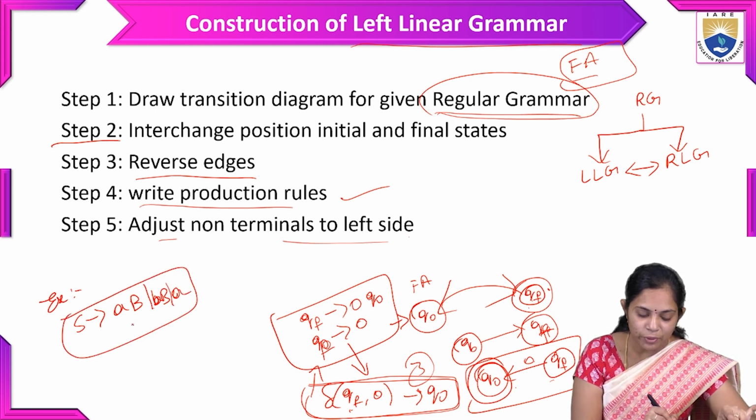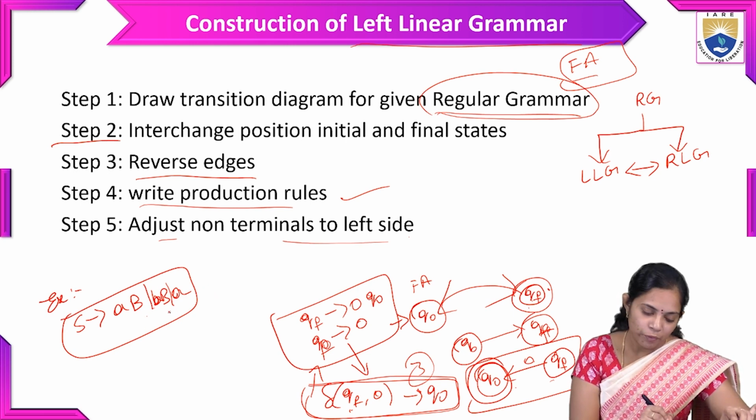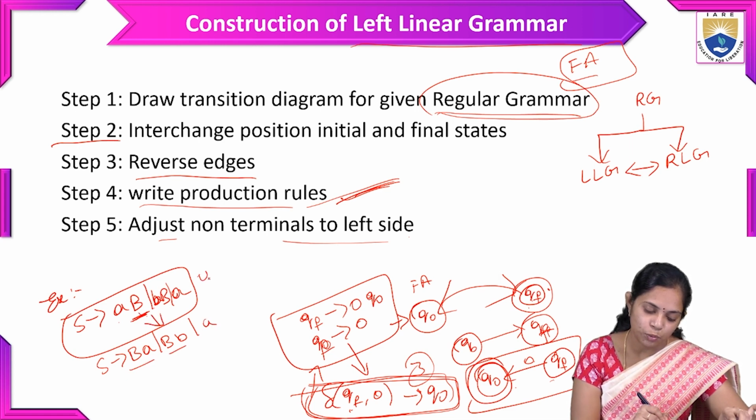Whenever we want to write a left linear grammar, the non-terminal should be on the left side and the terminal should be on the right side. So after all the production rules we have written from the transition function, we have to write according to this, B, N. So this is how we converted the production from the fourth step to the fifth step.